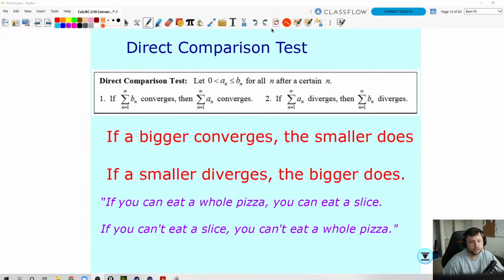Comparison test. There's direct comparison, limit comparison. There's a lot of words right here. If one's bigger and one's smaller, so B is the bigger one, A is the smaller one, you might get confused. We're trying to do this faster, right? You can remember it with the pizza reference. You can read it yourselves. I don't care. It can jumble up in your brain.